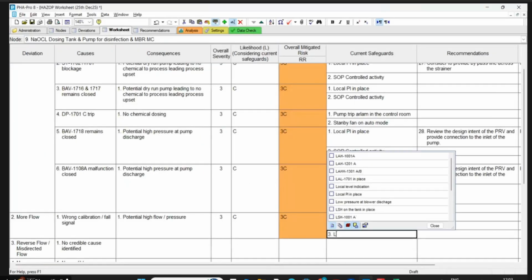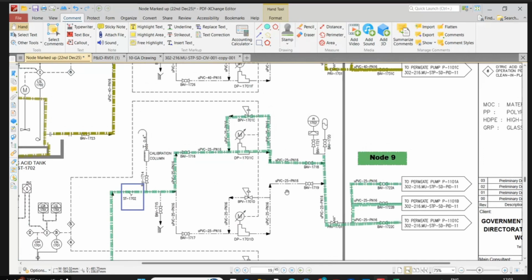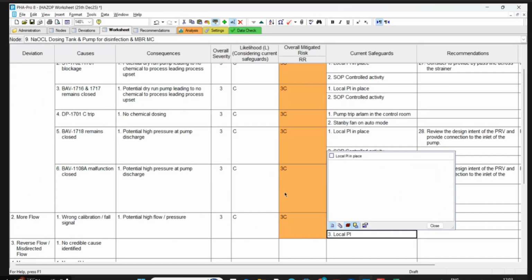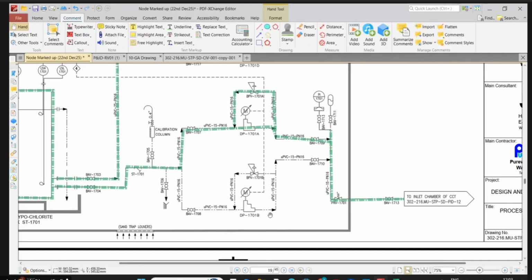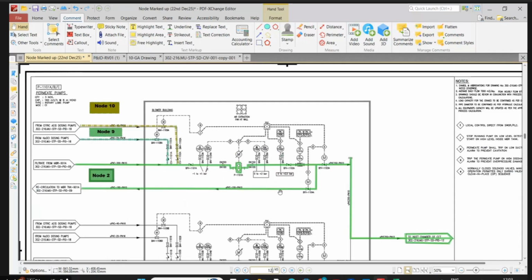Local PI. So can you tell me which sensor you are going to use if high chlorine dosing is there? Cl2. Show me where it is. In drawing number 12. Yeah, it is there. A81202A.